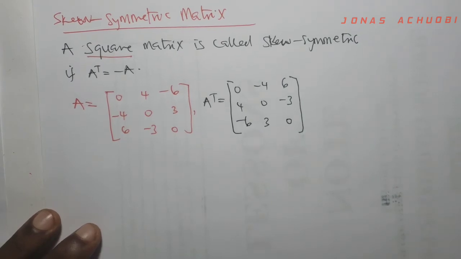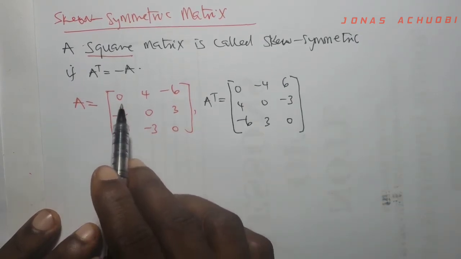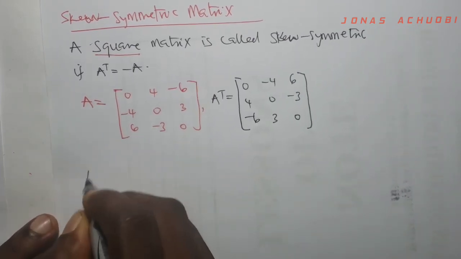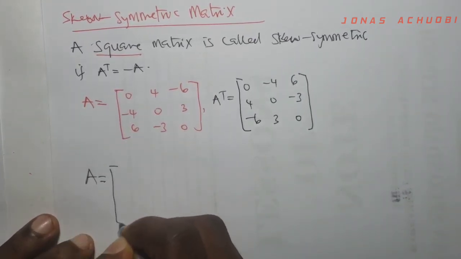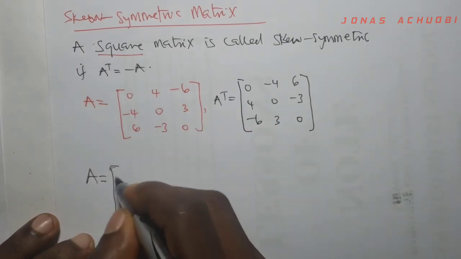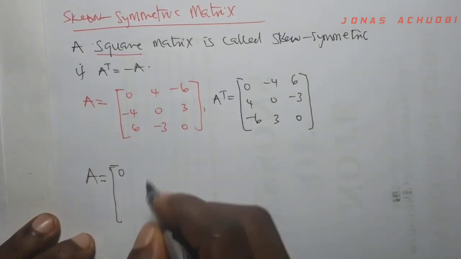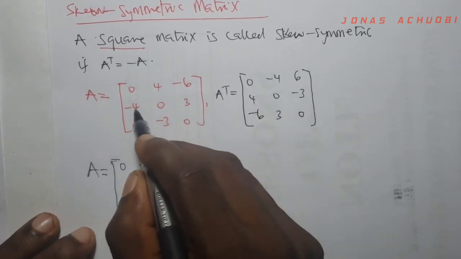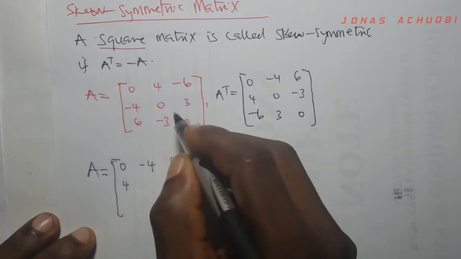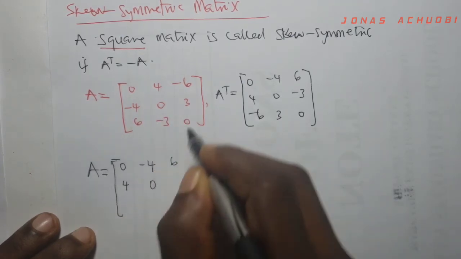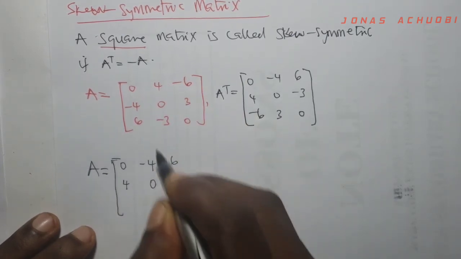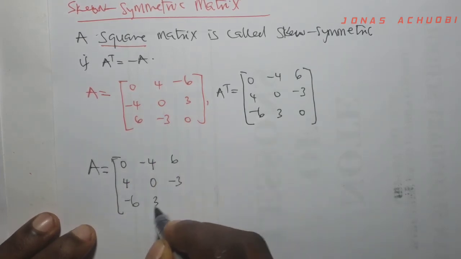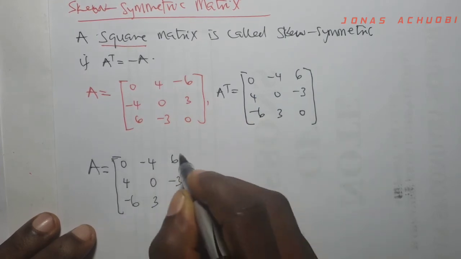Now let us see what we observe. Let's see what we would have gotten if we had multiplied each entry of matrix A by minus 1. So that is a new matrix. Minus 1 times 0 would be 0. Minus 1 times 4 will be minus 4. Minus 1 times minus 6 will be 6. Minus 1 times minus 4 would be 4. Minus 1 times 0 would be 0. Minus 1 times 3 will be minus 3. Minus 1 times 6 will be minus 6. Minus 1 times minus 3 will be 3. Minus 1 times 0 would be 0.